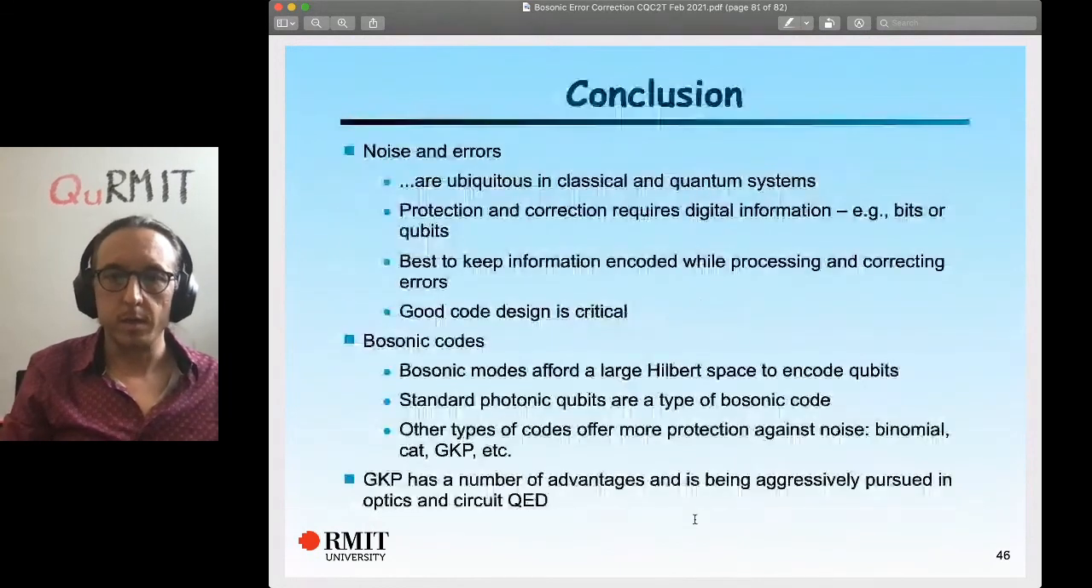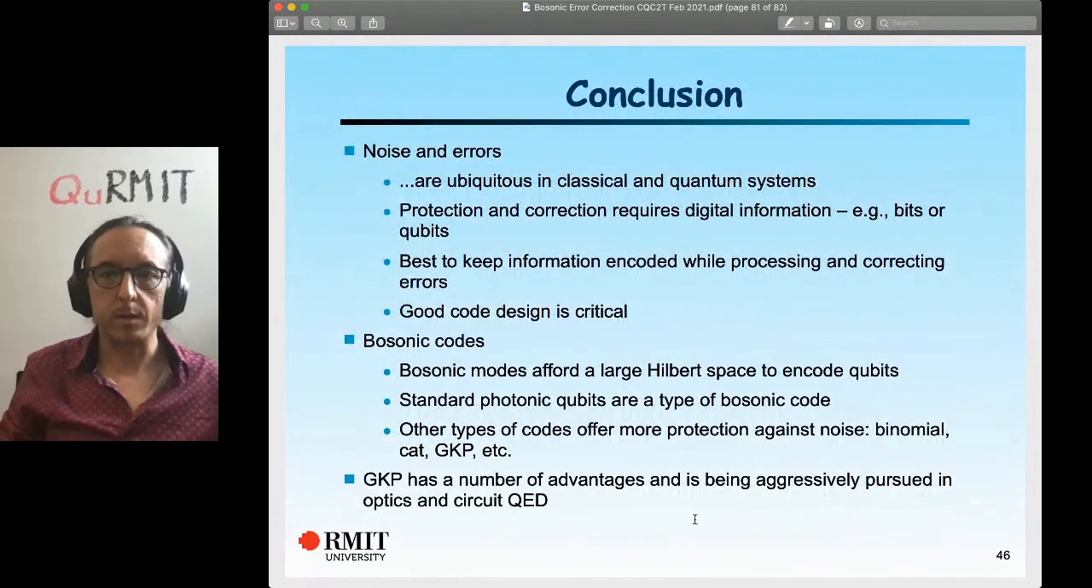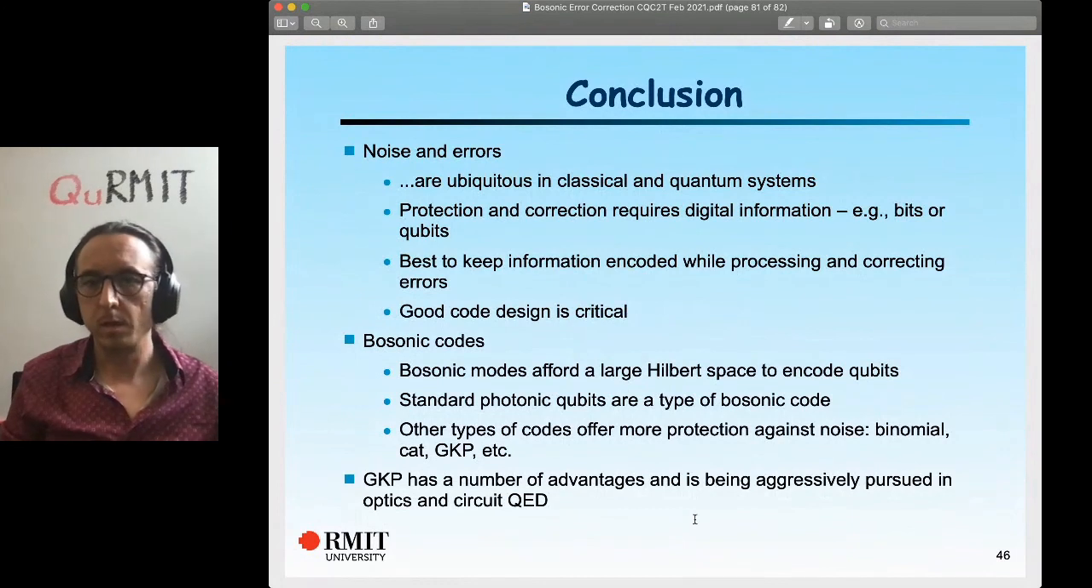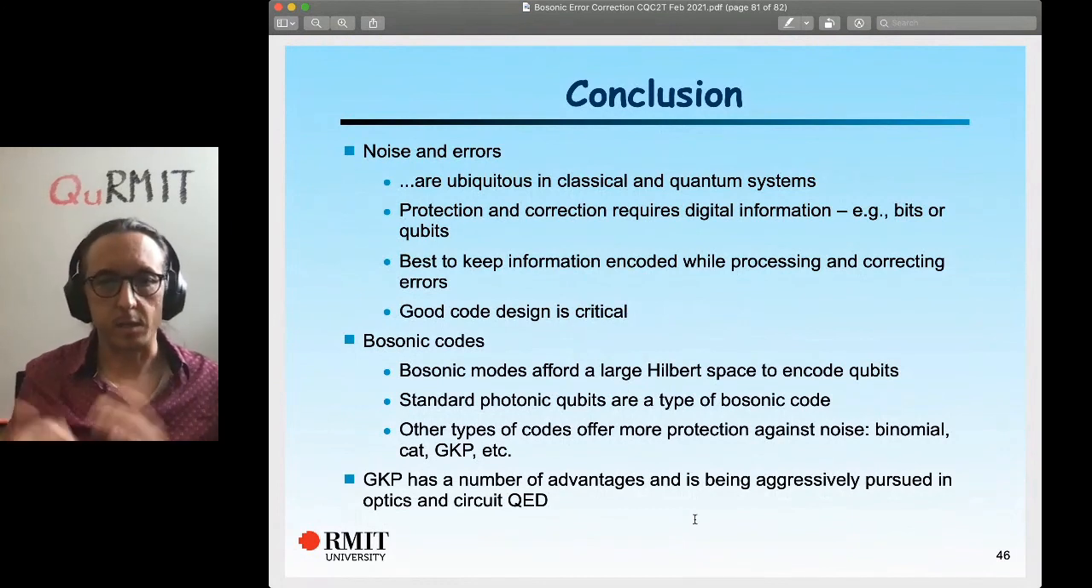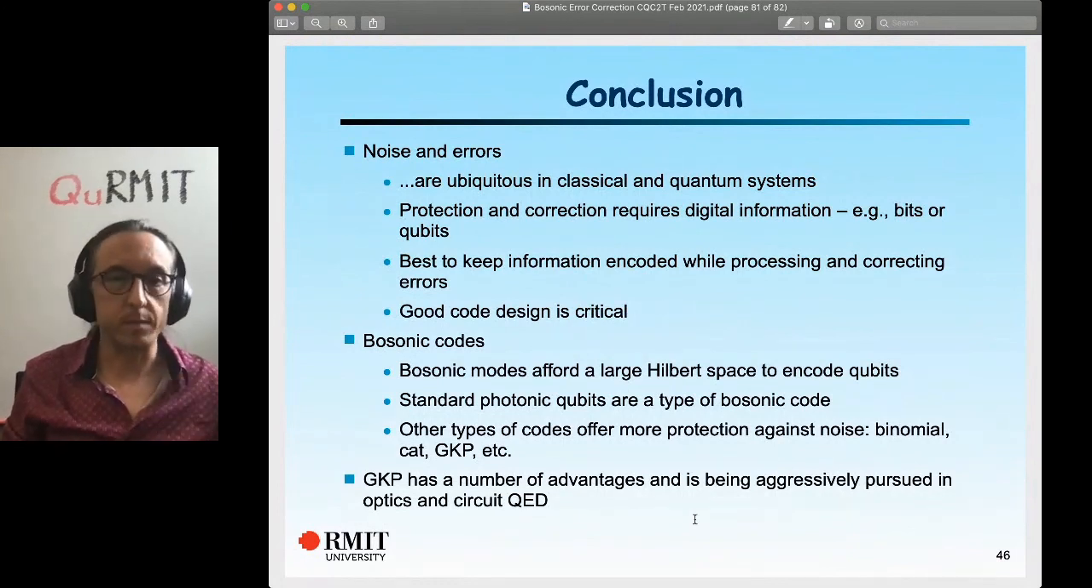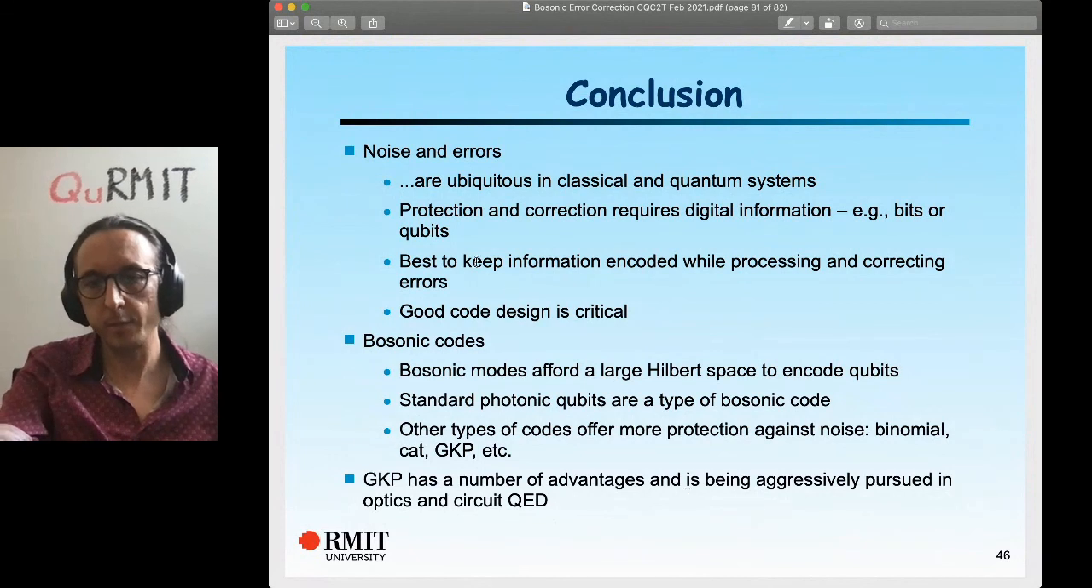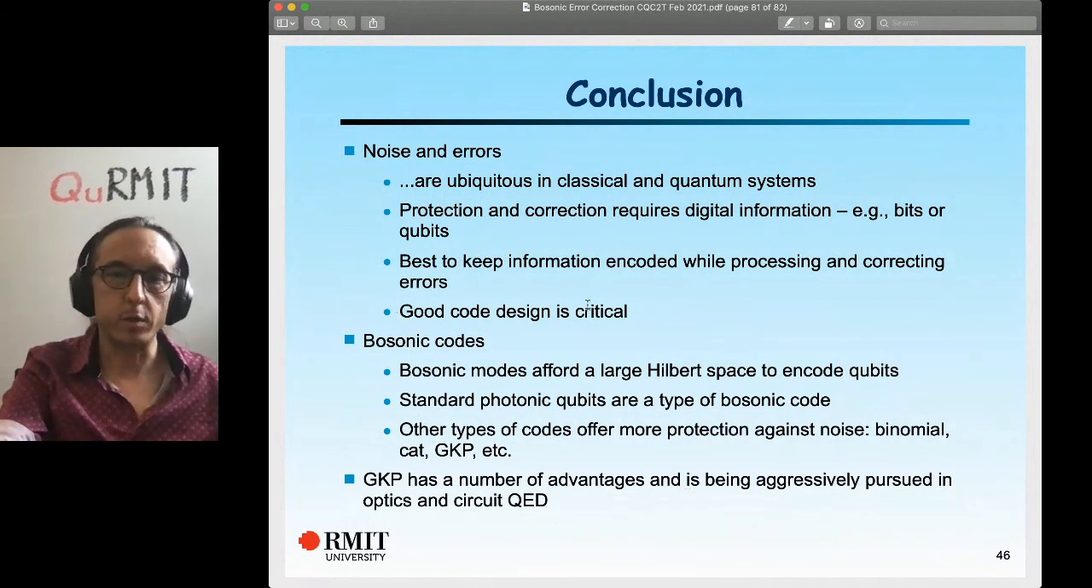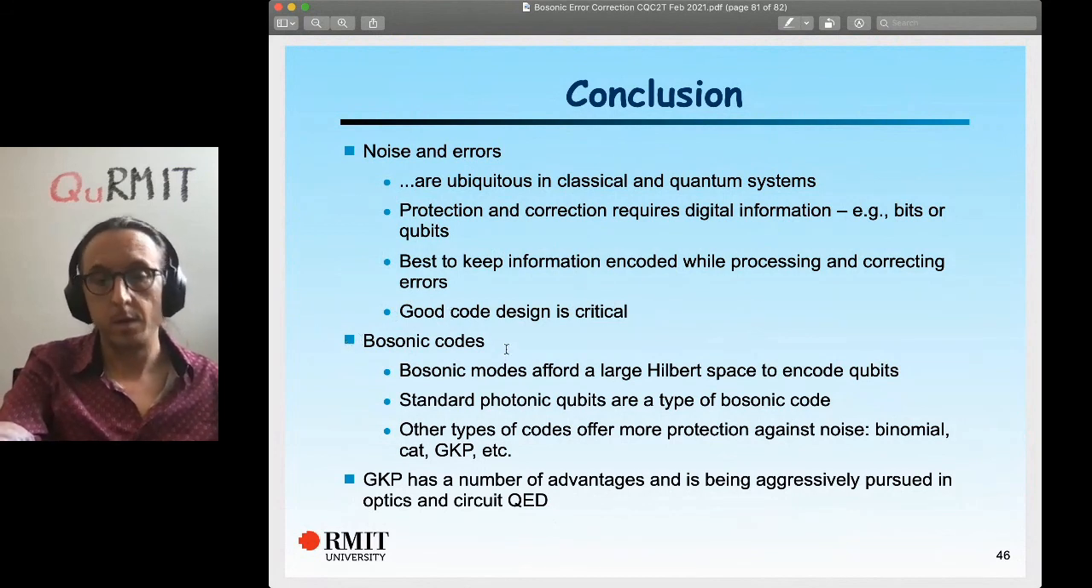So in conclusion, noise and errors are ubiquitous in classical and quantum systems. Protection against them and correction of them requires digital information, for instance, bits or qubits, depending on whether it's classical or quantum. It's best to keep the information encoded while processing and correcting errors, and that means a good code design is critical. Bosonic codes allow this. They enable bosonic error correction.